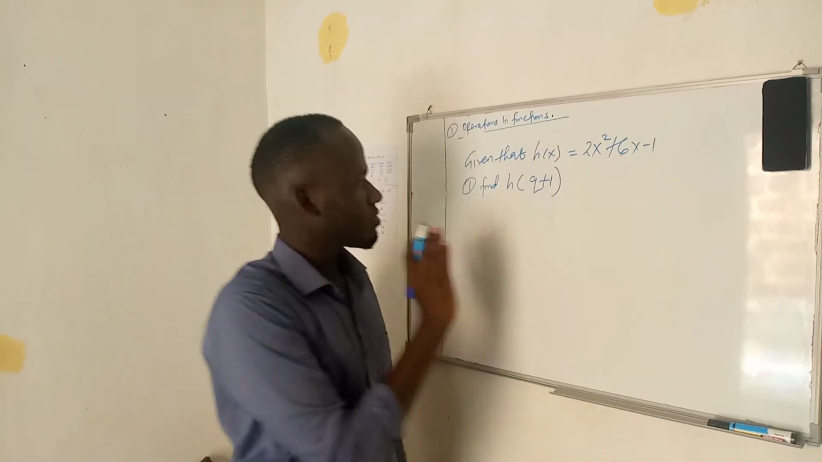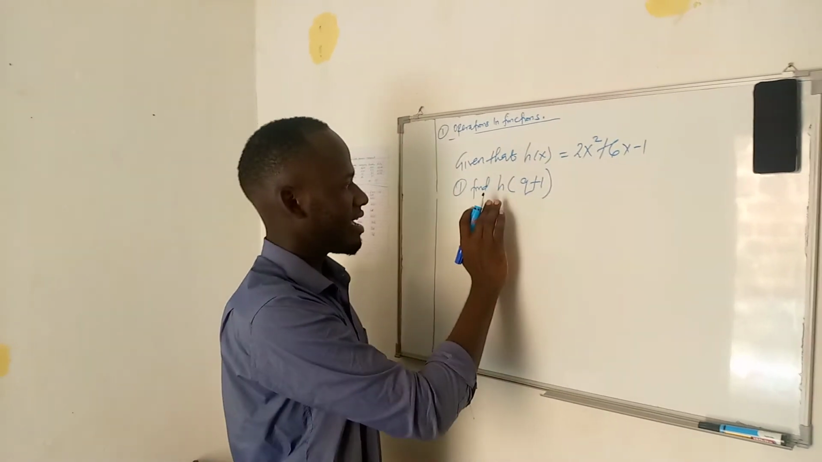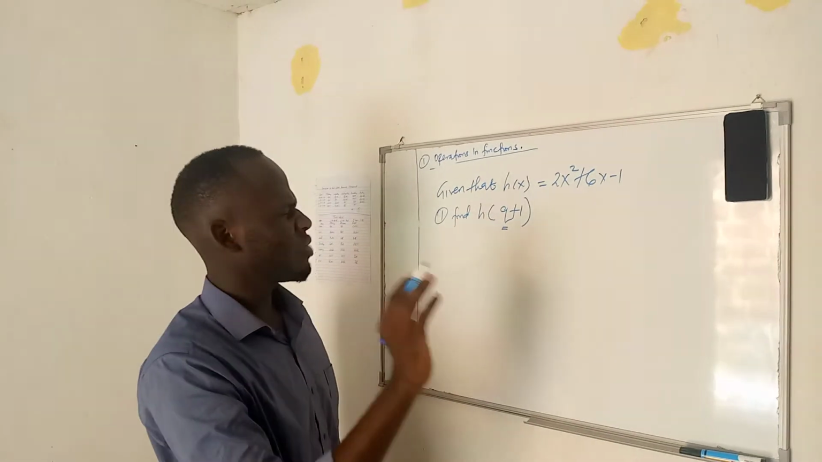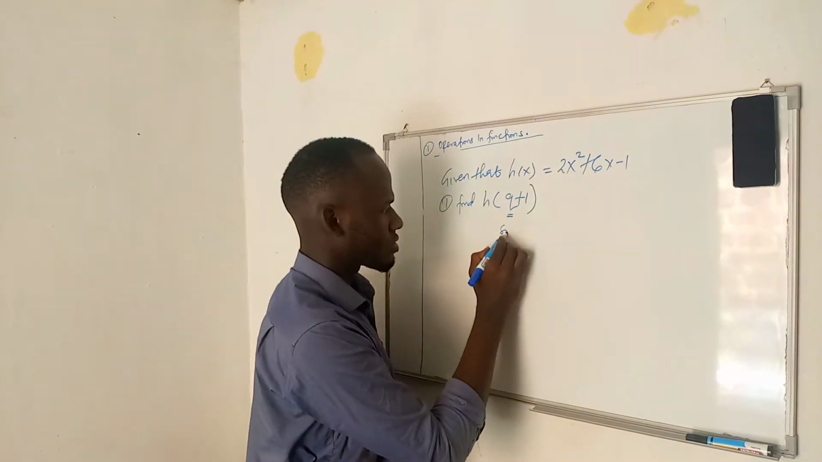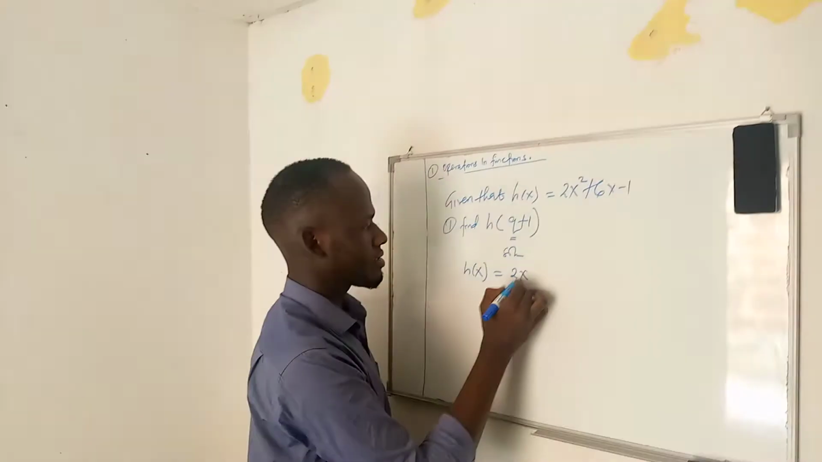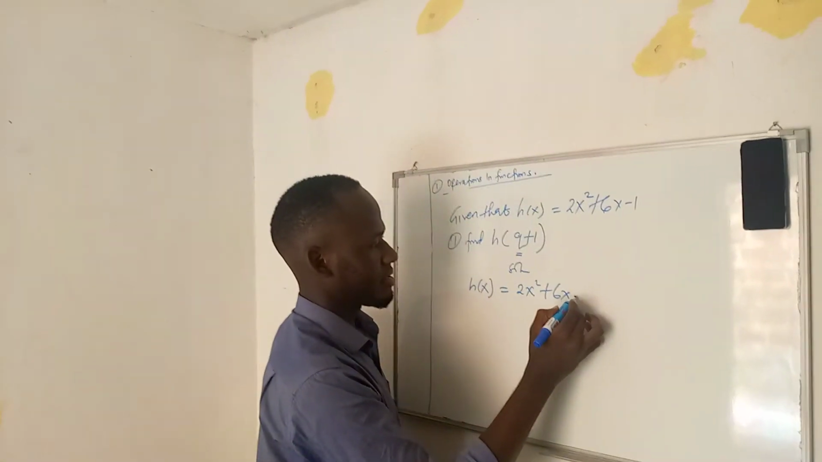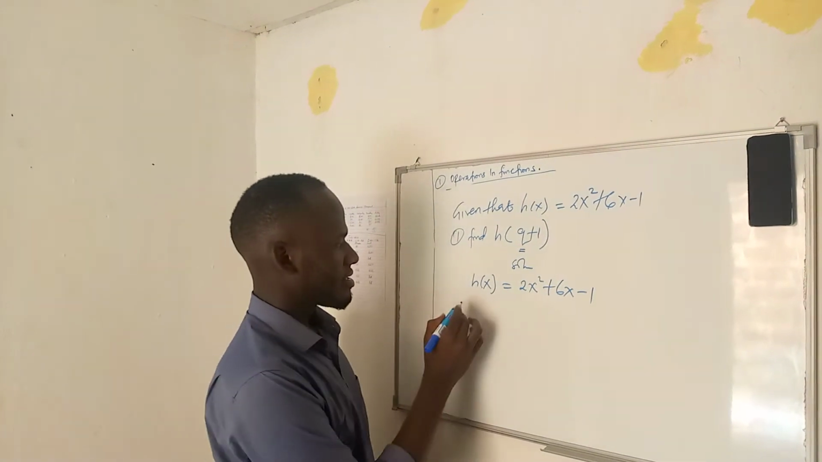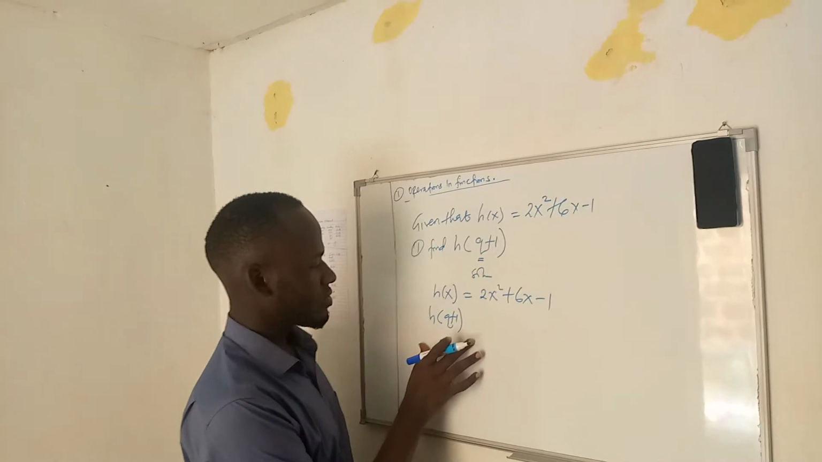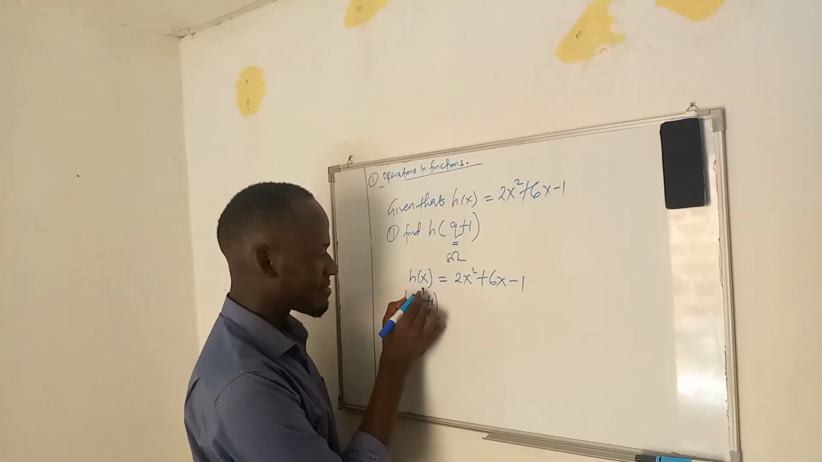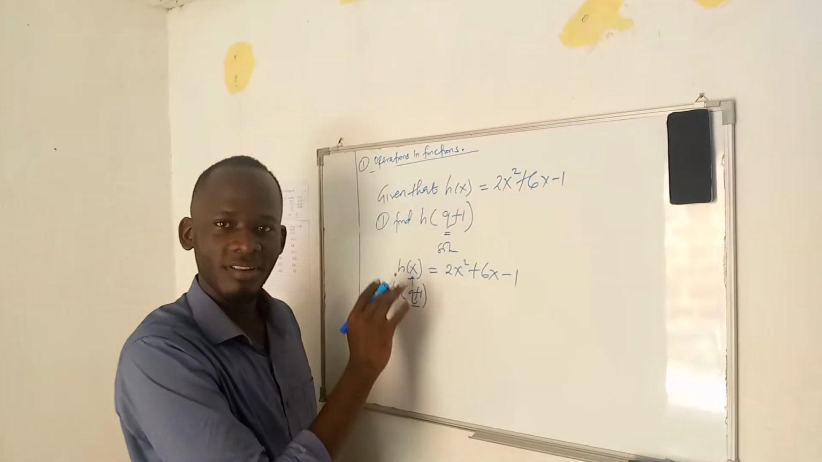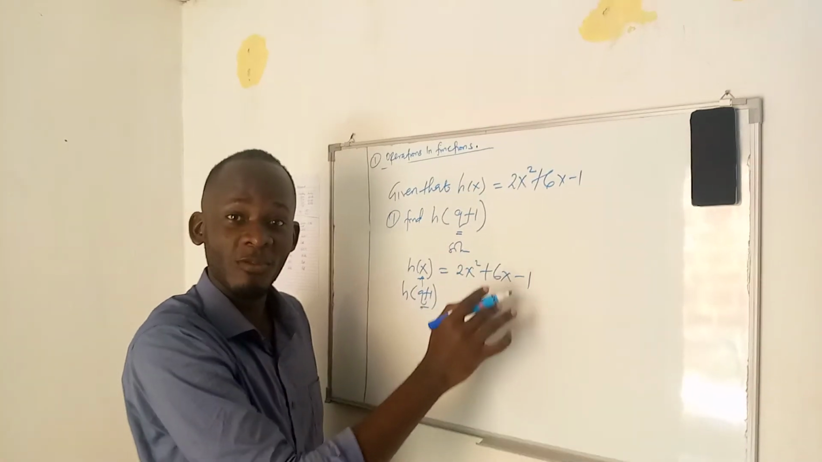I think let us first tackle that Roman 1. If they say find h of q plus 1, this should never confuse your mind at any one time. So we say solution: h of x equates to 2x squared plus 6x minus 1. Then h of q plus 1, what does this equate to? This has taken the place of x, so we shall substitute this in the values of x.